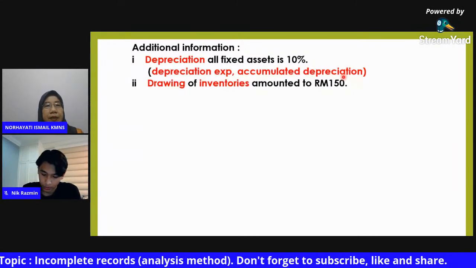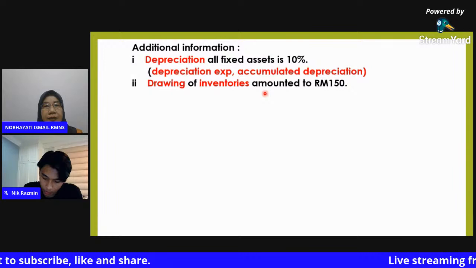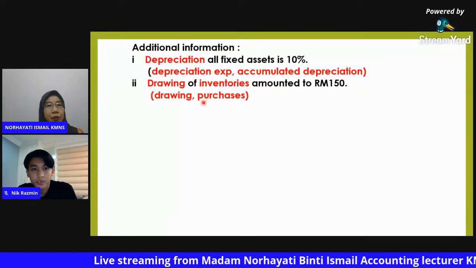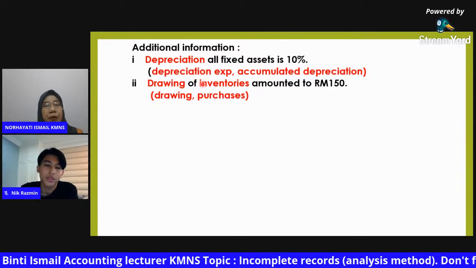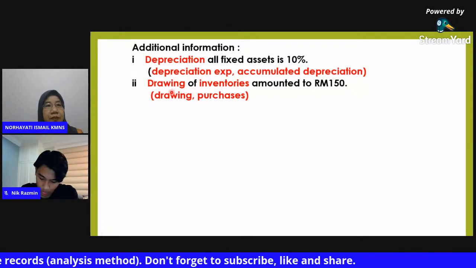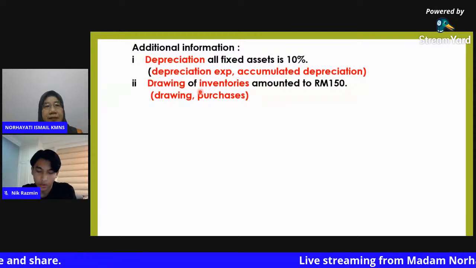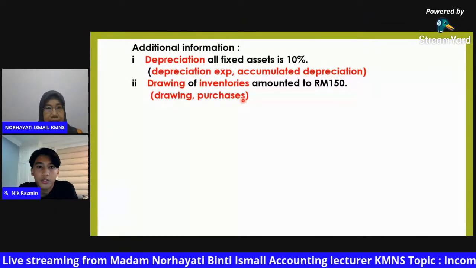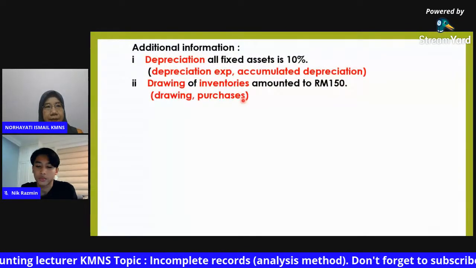Number two, drawing of inventories amounted to RM150. This is also the transaction. Debit drawings, credit purchase. Okay, this one drawing of inventories, not drawing of cash. So debit drawing, this one we have to record in the financial position, and credit purchase we have to record in the statement of income. Credit, that means the amount of purchase decrease, so you have to less from purchase in the statement of income.